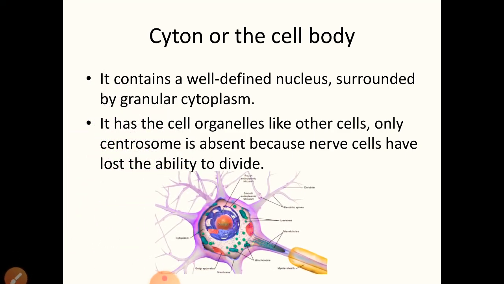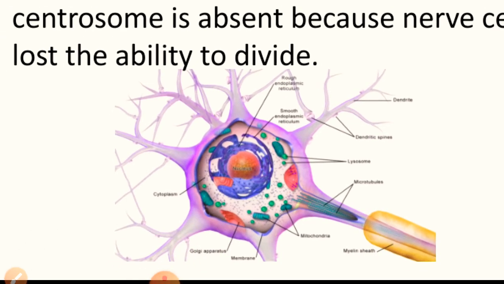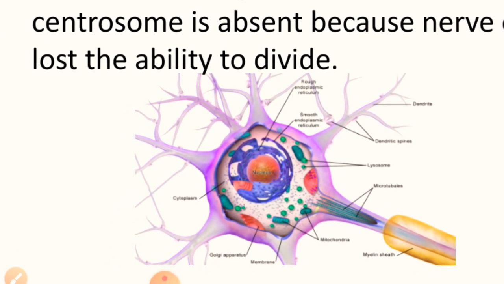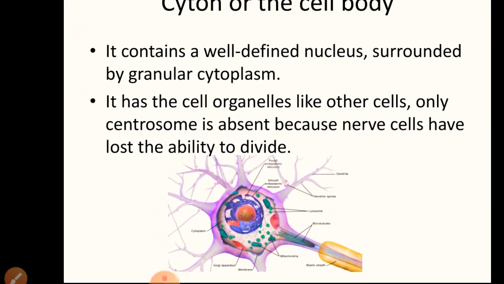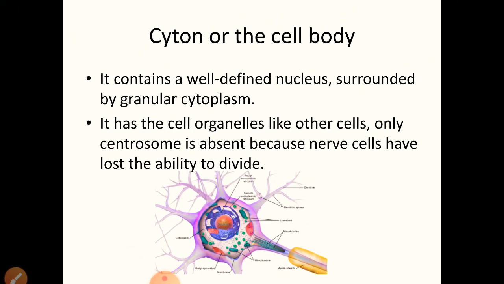So you can have a look at the diagram of the cell body of a neuron, okay, cyton. And you can see the parts here, nucleus and the cytoplasm. So the centrosome is not present here, okay, remember that.